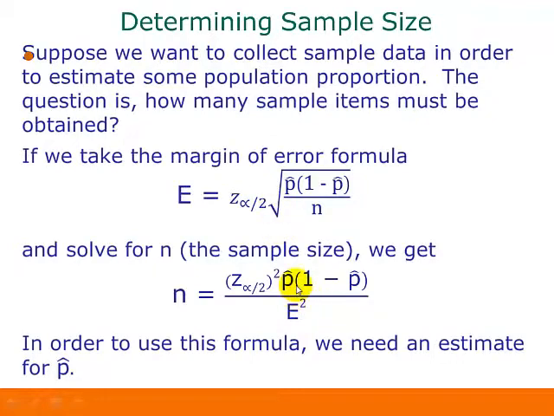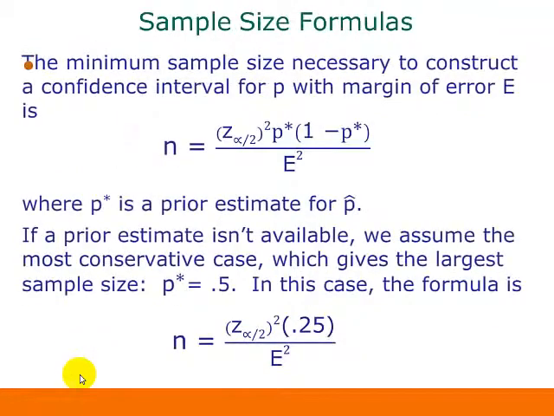Now the problem with this is that we don't have p hat unless we've already collected the sample data. We can't collect the sample data until we know what sample size to use. So in order to be able to use this formula, we need some kind of estimate for our sample proportion. So what we end up with is two different formulas for our sample size, depending on what situation we have.